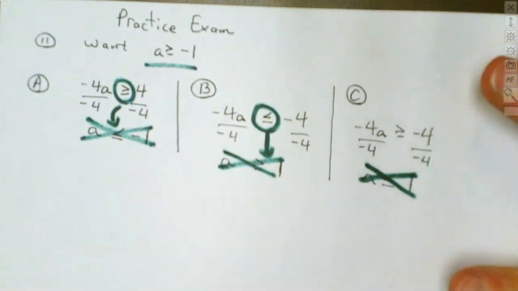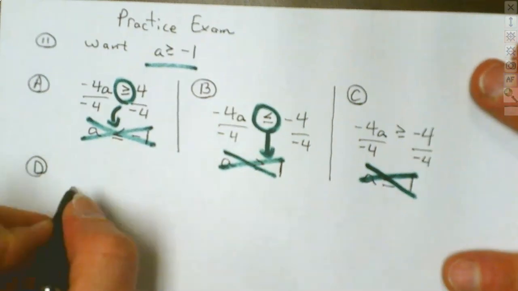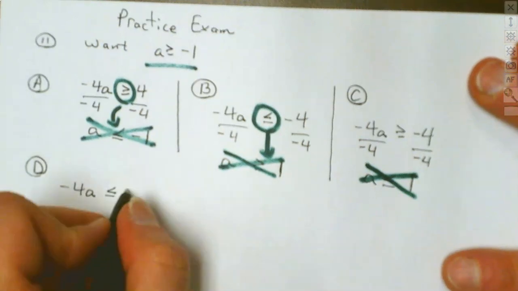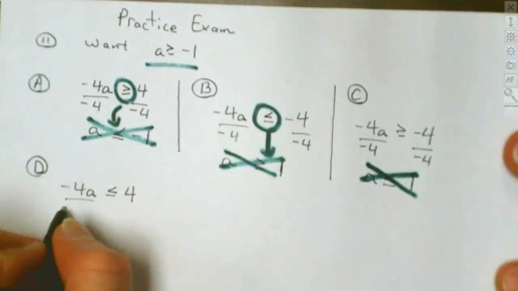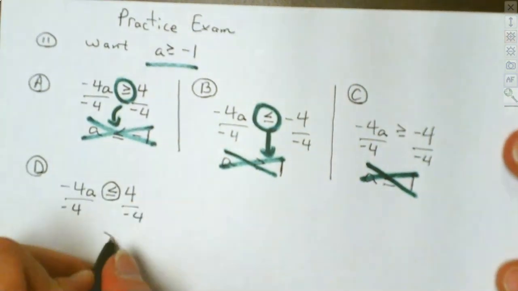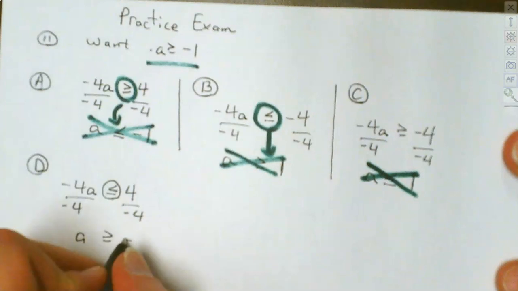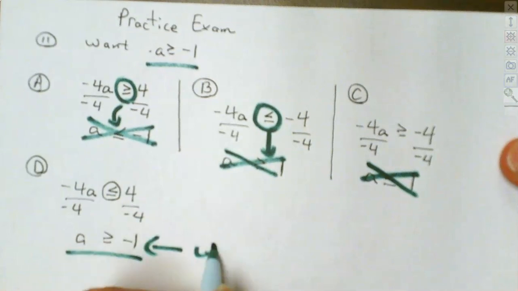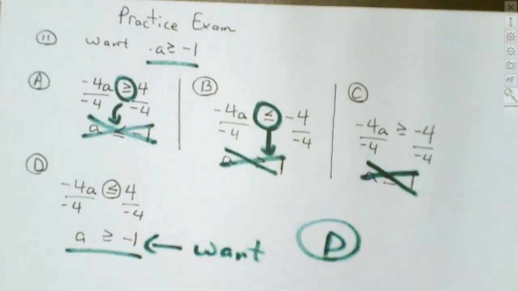D should work. Let's make sure that D does work. D is minus 4a is less than or equal to 4. Now, this one is going to work for us, right? Because when we divide by that negative 4, what happens to my inequality? It gets flipped, so that's what we want. And positive over negative makes it a negative a there. Is that what I want? Yes, this is what I want. So your answer on that one would be D.